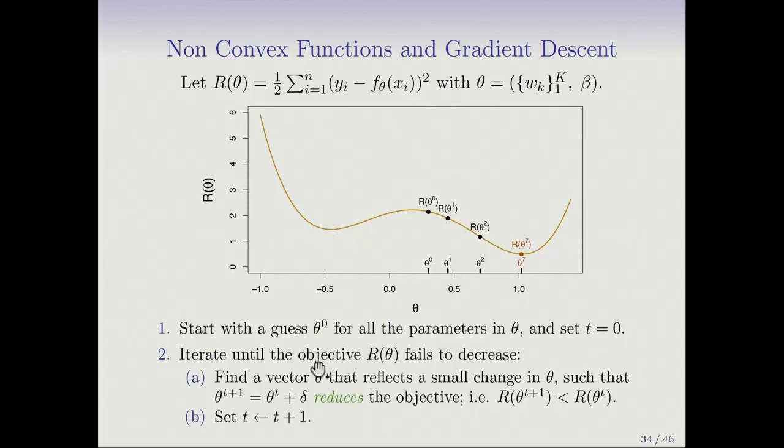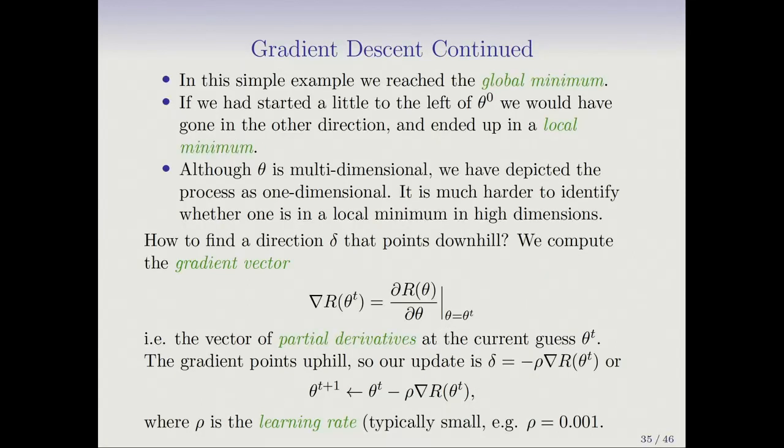Okay. So the trick is to find these directions to move. So this in one dimensional, as I said, you only go left or right a certain distance. But when you're in higher dimensions, you have to decide which direction to move in that parameter space and how much to move in that direction. So a little bit more detail. In the simple case, as I said, we reach the global minimum. If we started a little to the left of theta naught, we would have got to a local minimum. And if the dimension's higher, we have to decide on the direction. So how to find a direction delta that points downhill?